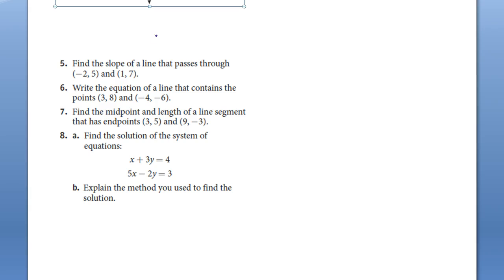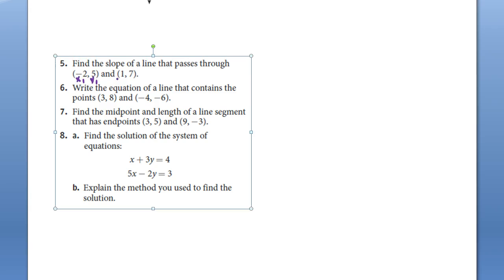Number 5, find the slope of the line that passes through these two ordered pairs. This is x1, y1, and this is x2, y2, and we can find the answer with the slope formula. M equals y2 minus y1 divided by x2 minus x1. So we have 7 subtract 5 divided by 1 subtract negative 2. This is 2 over 3. There's our slope.